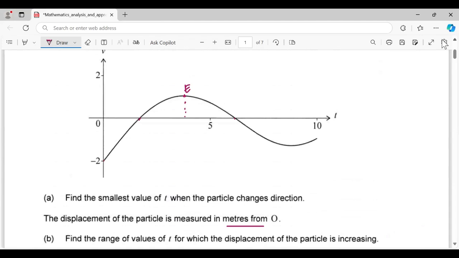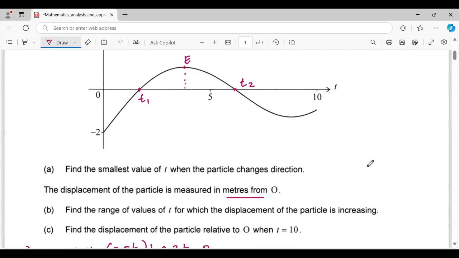But also you can determine these coordinate points. I will name this point t1 and this one t2. In this interval, it increases above the t-axis, and after the maximum, it becomes decreasing. So how much are t1 and t2? Based on the calculator, t1 is 1.688, and t2 is 6.11.